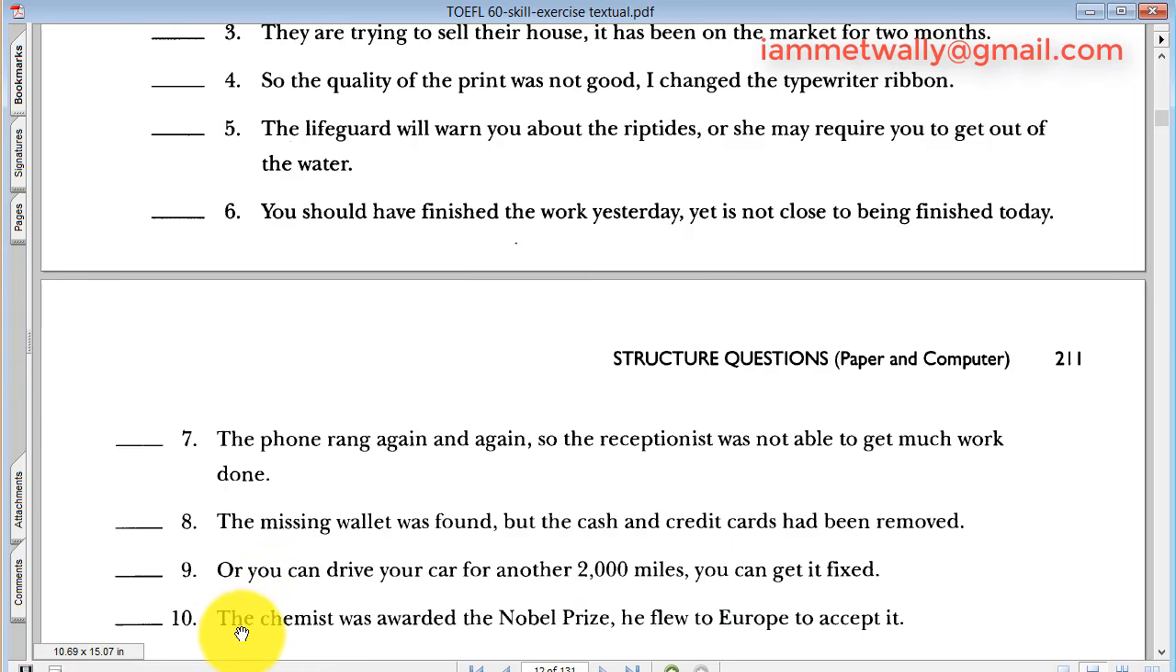10. The chemist was awarded the Nobel Prize. He flew to Europe to accept it. The chemist, subject, was awarded, the verb. He is the subject. Flew is the verb. And I have a comma. No connector here to connect these two clauses. This sentence is missing a connector. Or this comma should be replaced with a full stop to make two clauses two sentences. So 10 is incorrect. It's missing a connector.